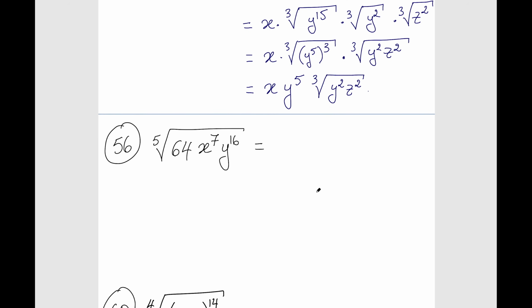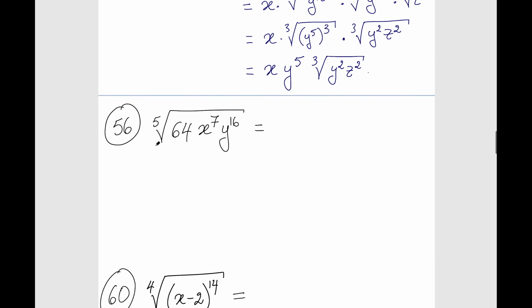All right, 56. The fifth root of 64 times x to the power 7 times y to the power 16. Well, same process. I'm going to split them up as a first step. Let me change the color so we can distinguish the two. How about the green this time? The fifth root of 64 times the fifth root of x to the power 7 times the fifth root of y to the power 16.